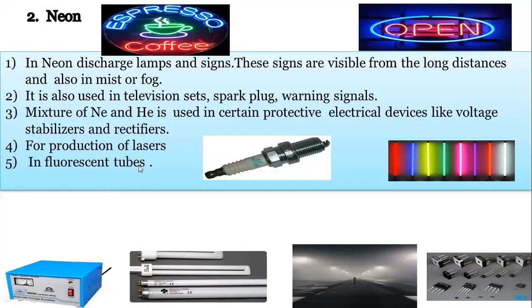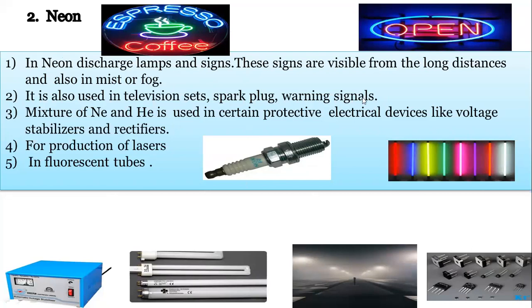Then I am coming to neon. You know these neon lights, discharge neon gas. It is used for discharge lamps and neon signs. These neon signs can be visible from a long distance. Also, they can be visible in mist or fog. This neon is also used in television sets, spark plugs and warning signals. This is a spark plug, television sets. These are the warning signals. So we can understand the uses of neon.